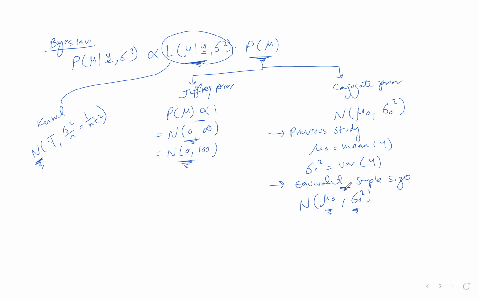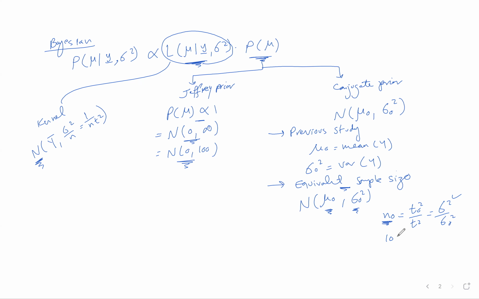So use the formula n0 equals tau 0 squared divided by tau squared, which is sigma squared divided by sigma 0 squared. Assume sigma squared is known, and you as a researcher select n0. For example, I want the information in the prior distribution of mu to be equivalent to the information in a sample of size 100.